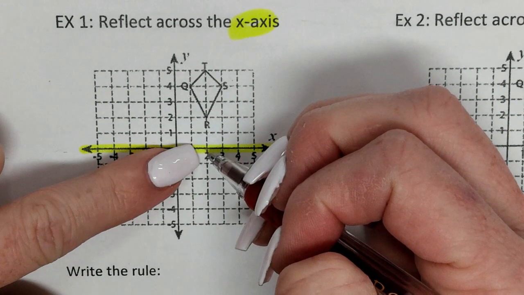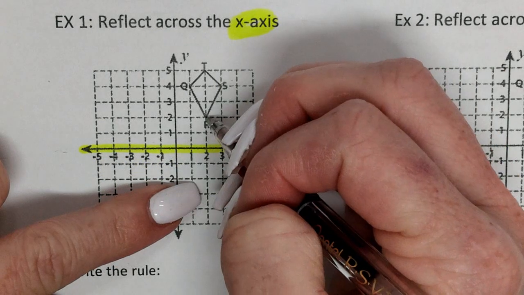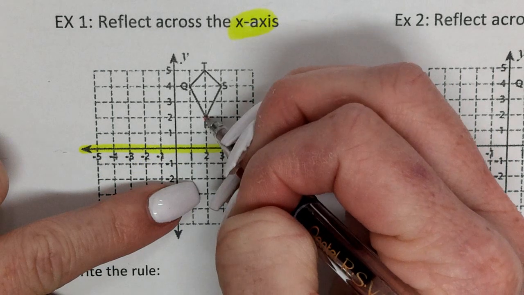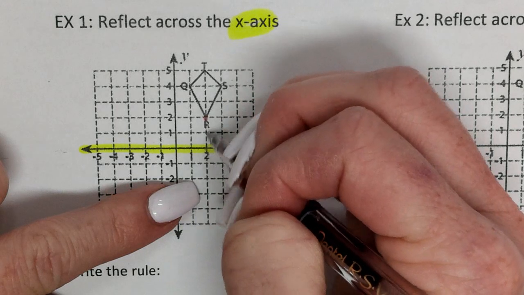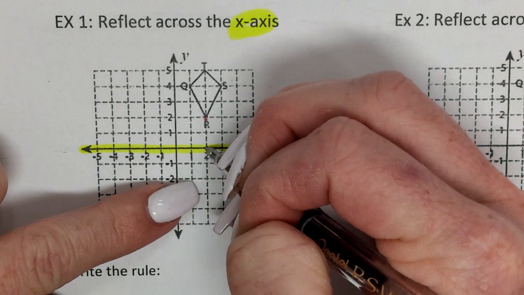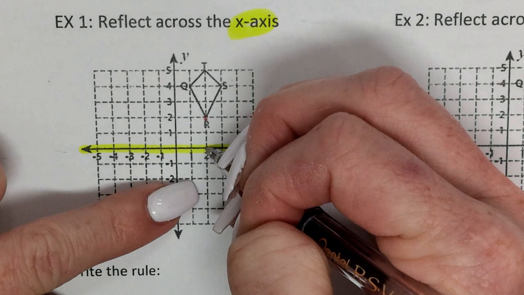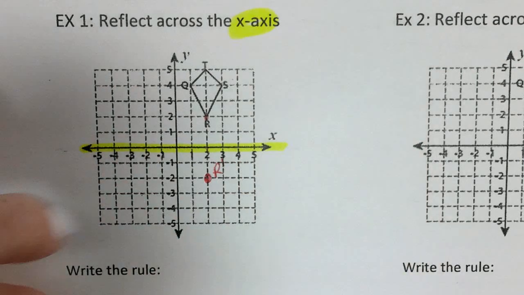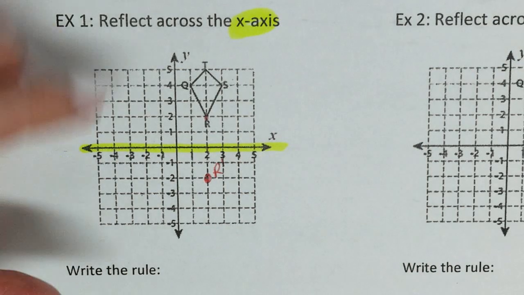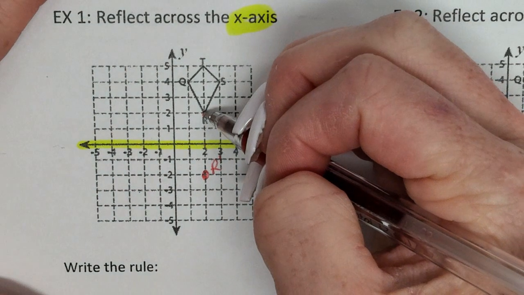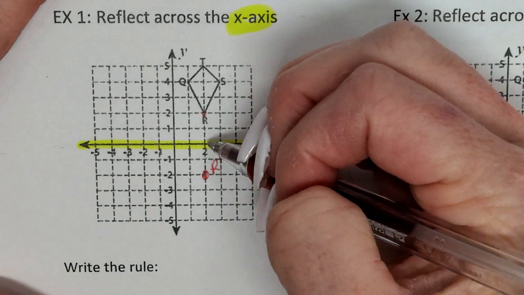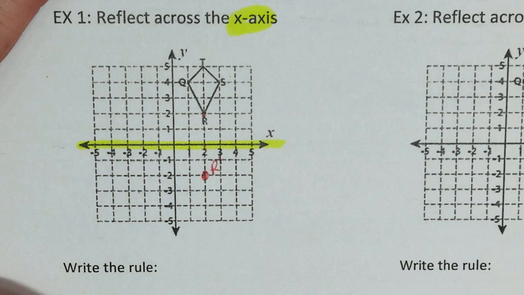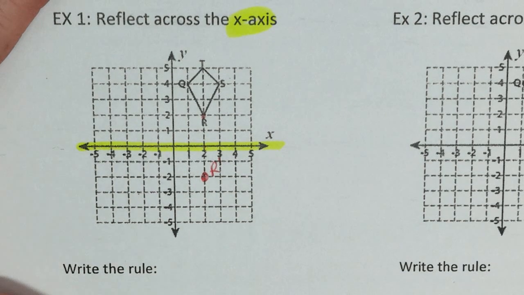To do this, it's super easy. Everybody start at point R and ask yourself, how far up from the x-axis is point R? 2. Now go to the x-axis and go 2 down. And put your new R. Everybody should be putting their new R. So again, R was 2 above the x-axis. So instead of being 2 above, I'm going to make it 2 below. In the exact same spot.